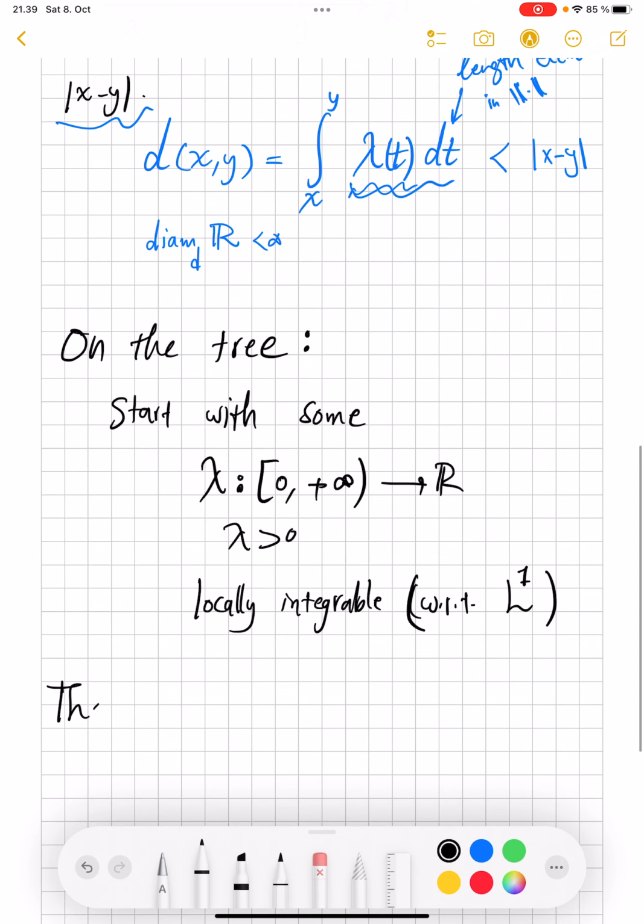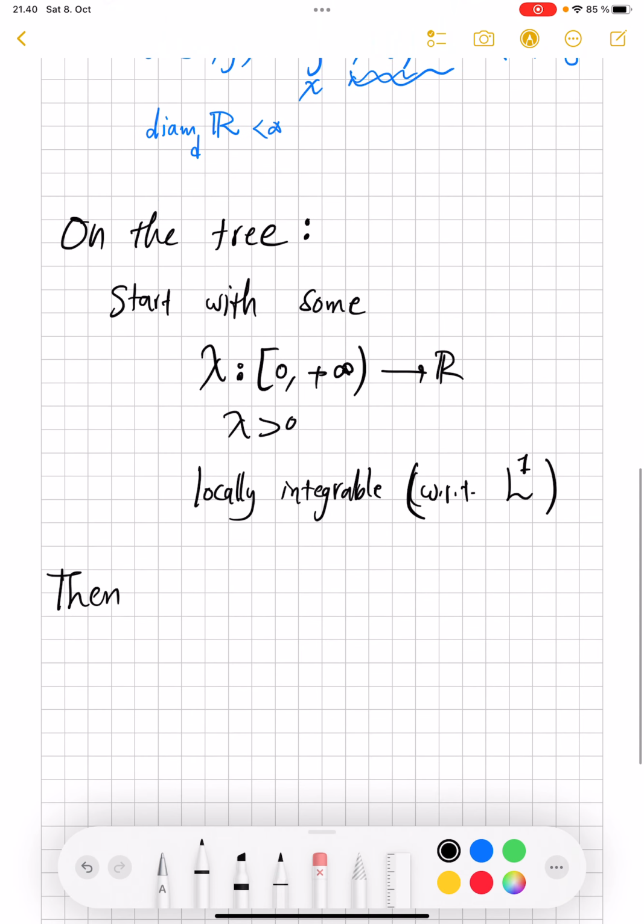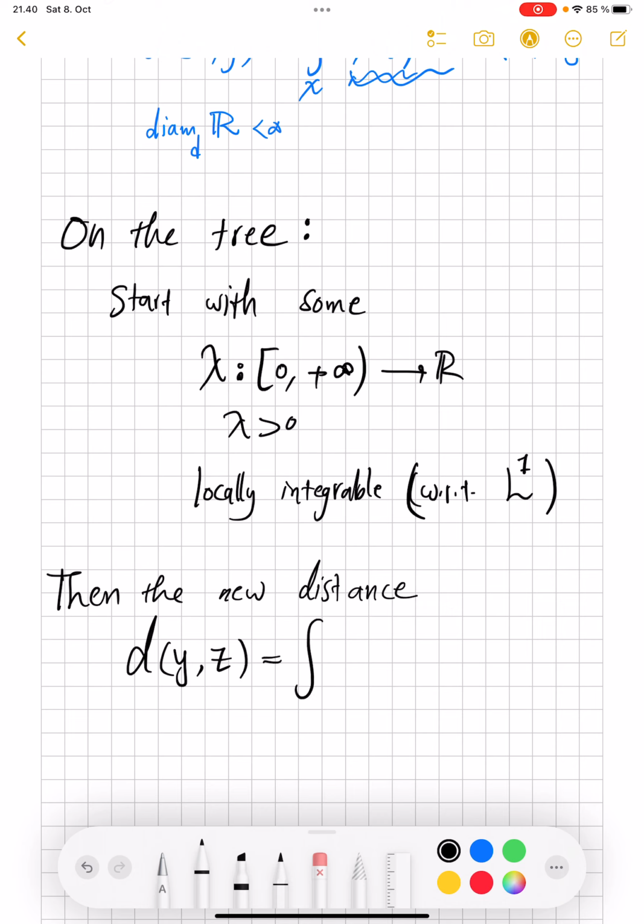Then you define the new distance. So the new distance function on your metric space X will be as follows. If you give me Y and Z on this tree, there is this unique geodesic, a unique path that connects Z to Y or Y to Z, it doesn't matter.